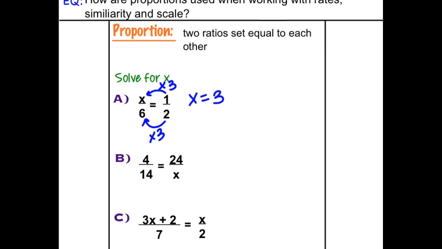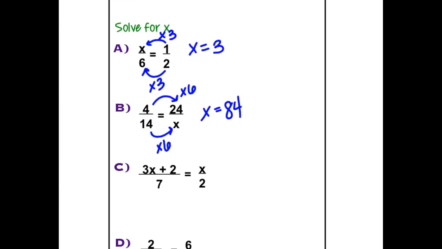Letter B, so we got 4 over 14 equals 24 over x. Now, I know 4 times 6 is 24, so I have 14 times 6, which then we're left with x equals 84. Amazed how quickly we can do our math? Impressive, isn't it?